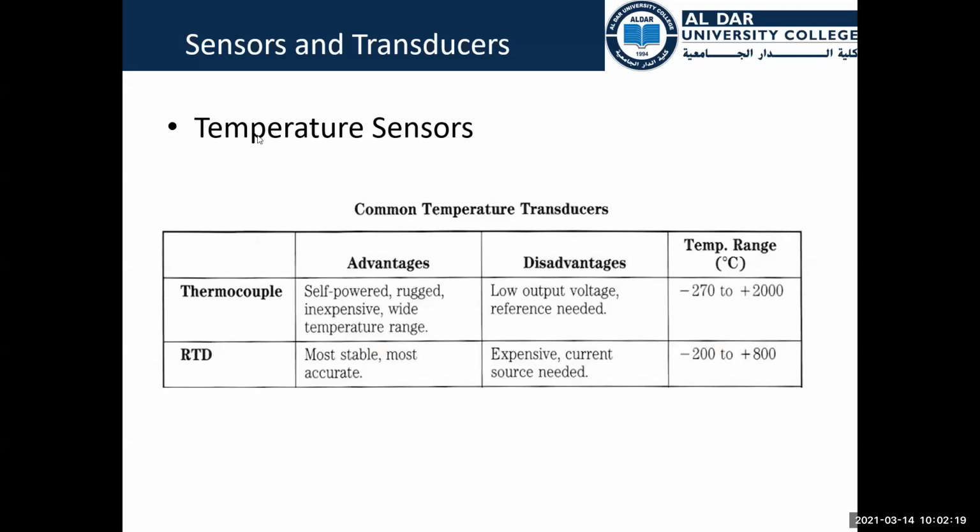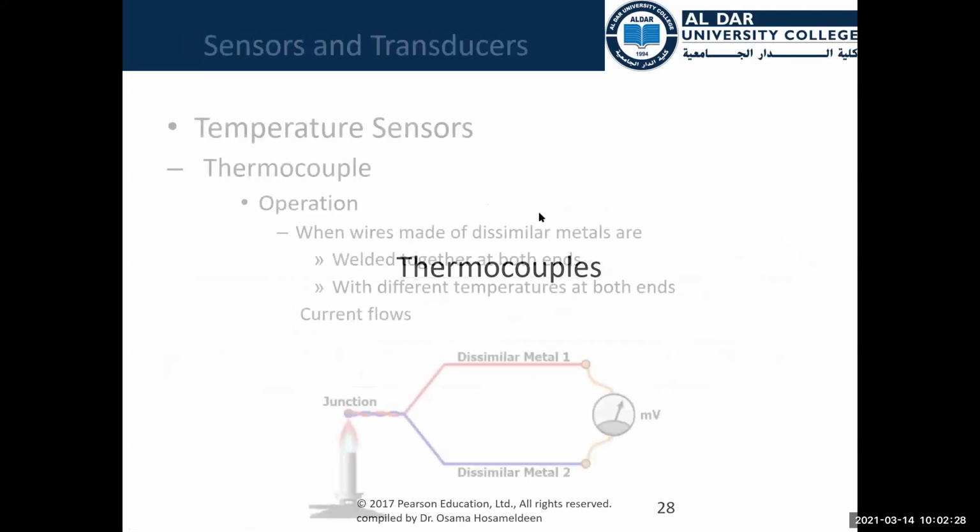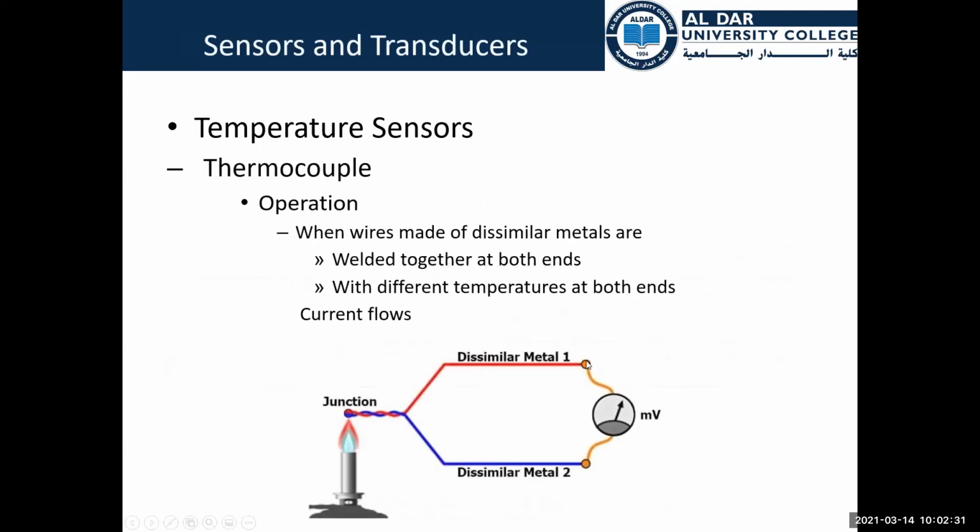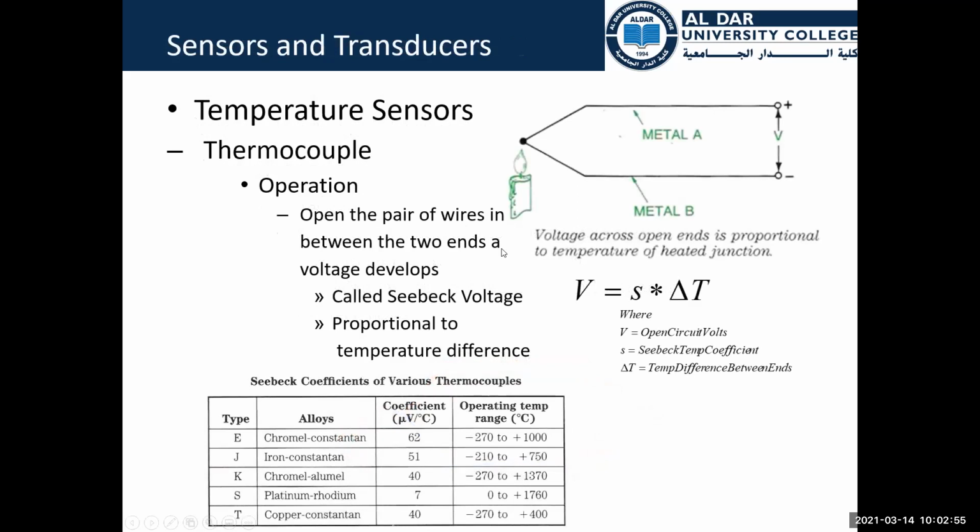These are the two temperature sensors that we are going to study, the thermocouple and the RTD. The thermocouple is very straightforward. We have two different metals, metal one in red and metal two in blue. If we heat them up, there will be a difference in voltage between the two metals, because each metal is affected by the heat in different ways.